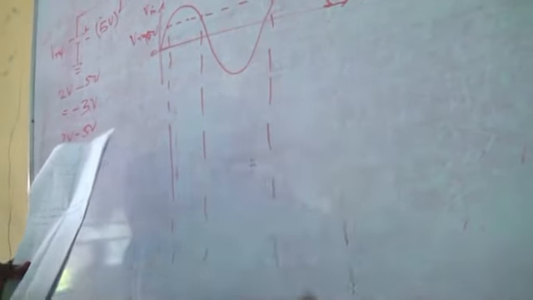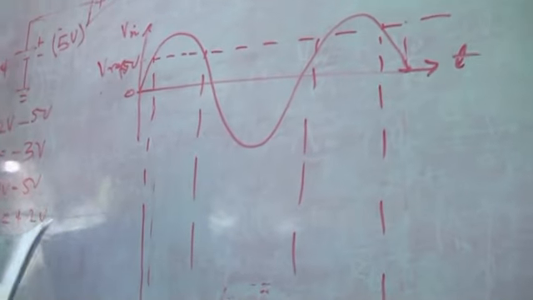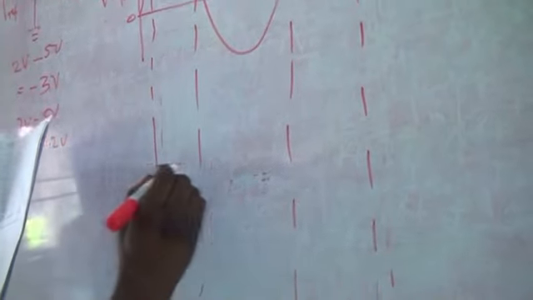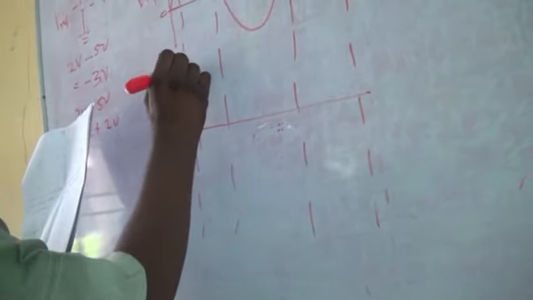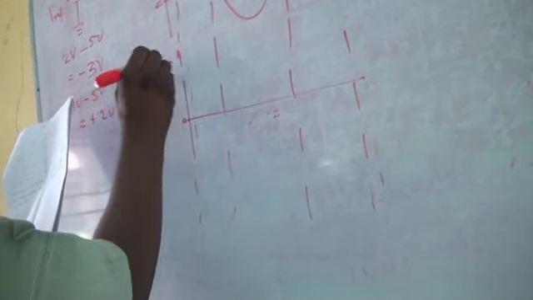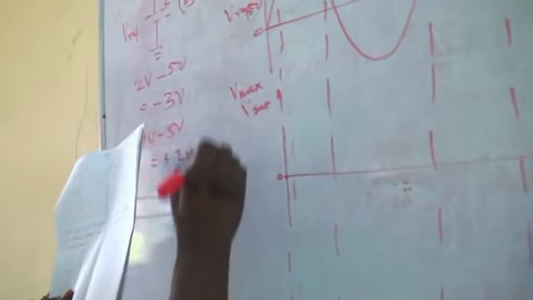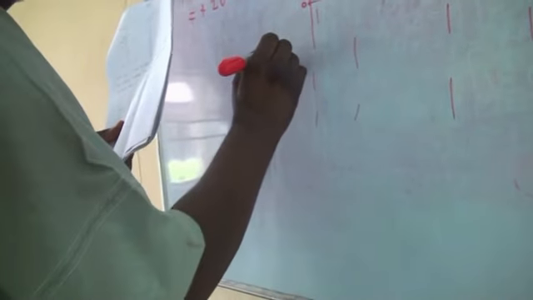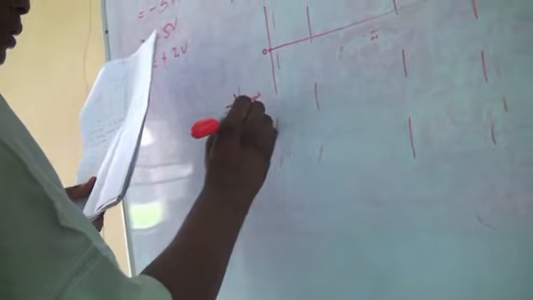Or should I put it inside? Okay. Now look at it very well. Here you have another one. This is 0. Here is V sat. That is V max. And then you have positive. And here negative V max. And that is minus V sat.